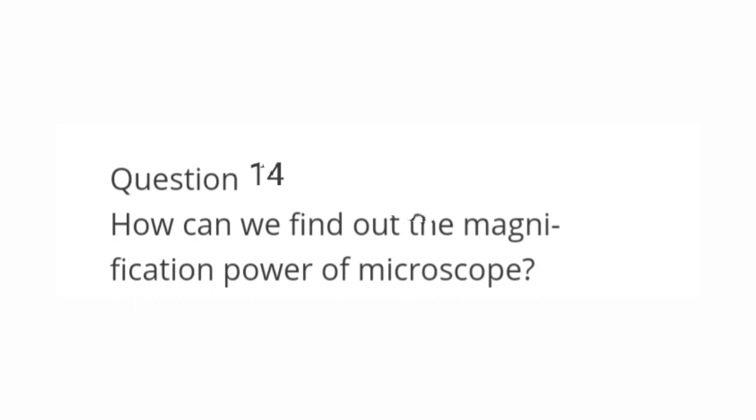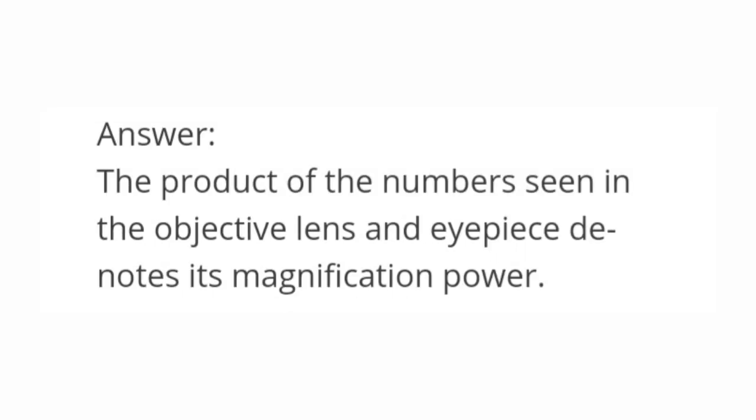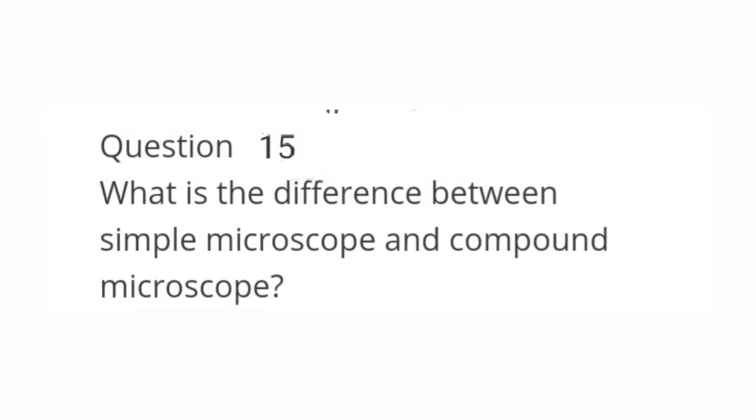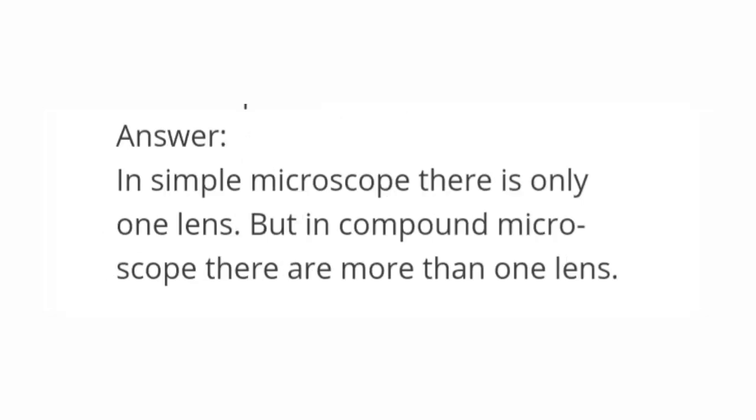Question number 14. How can we find out the magnification power of microscope? Answer. The product of the numbers seen on the objective lens and eyepiece denotes its magnification power. Question number 15. What is the difference between simple microscope and compound microscope? Answer. In simple microscope there is only one lens, but in compound microscope there are more than one lens.